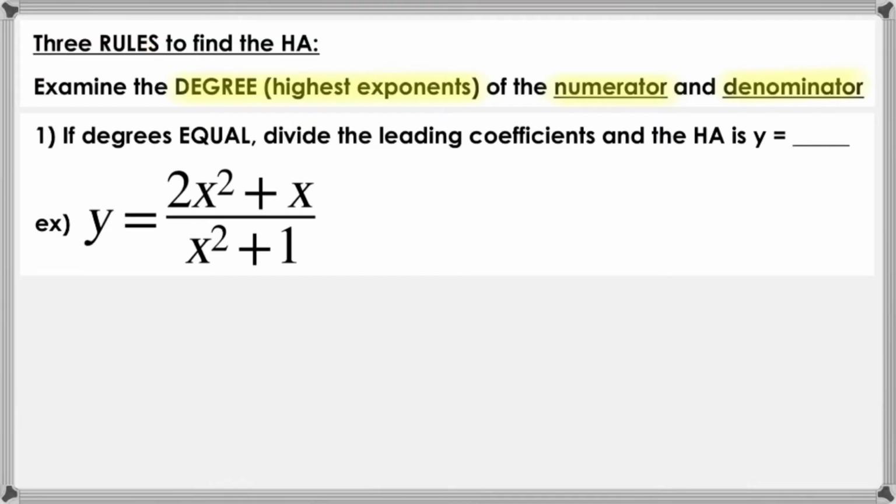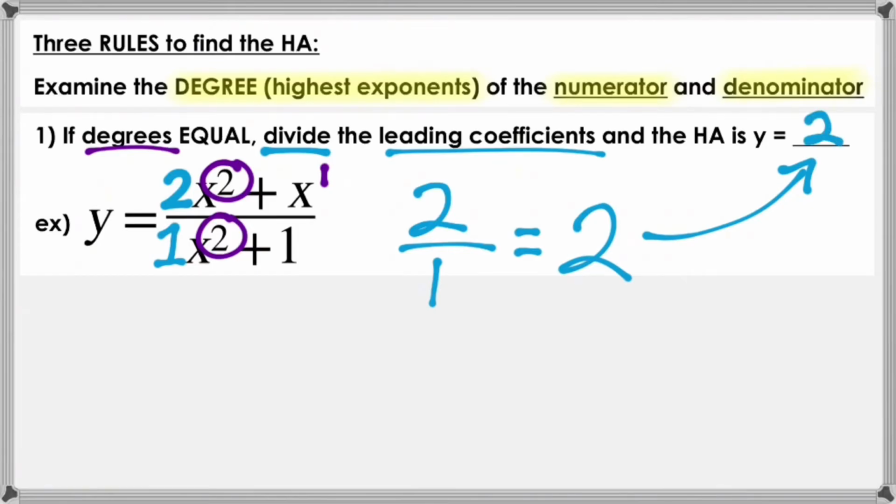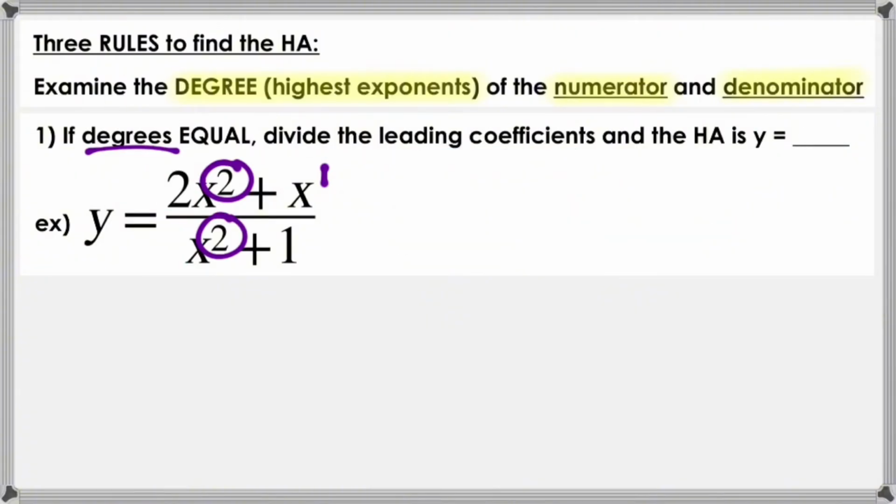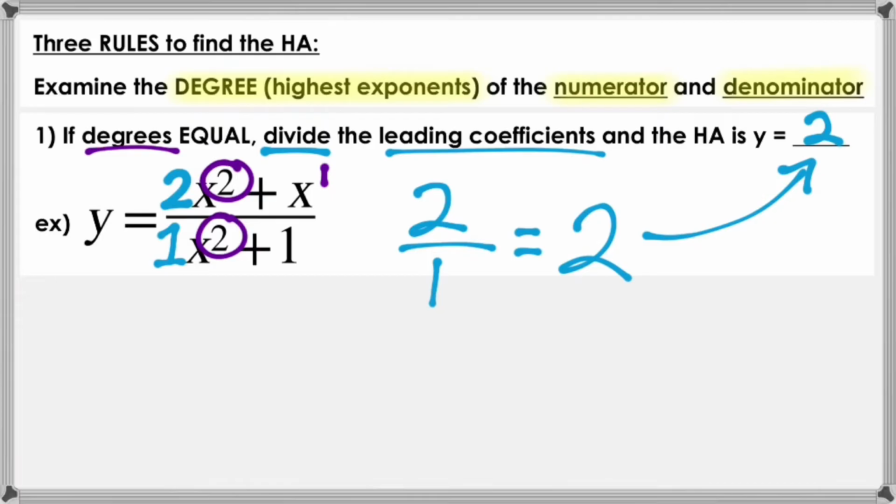If the degree of your numerator and denominator are equal, so in this case, you're going to see that you have both the number 2 as the highest exponent in the numerator and the denominator. You have to compare the 2 exponents. And since 2 is the same degree, you are going to just divide the leading coefficients, and that answer is your horizontal asymptote. We have the number 2 and then the number 1 as our leading coefficients. So you would simply divide 2 by 1, and that would give you your horizontal asymptote at y equals 2.